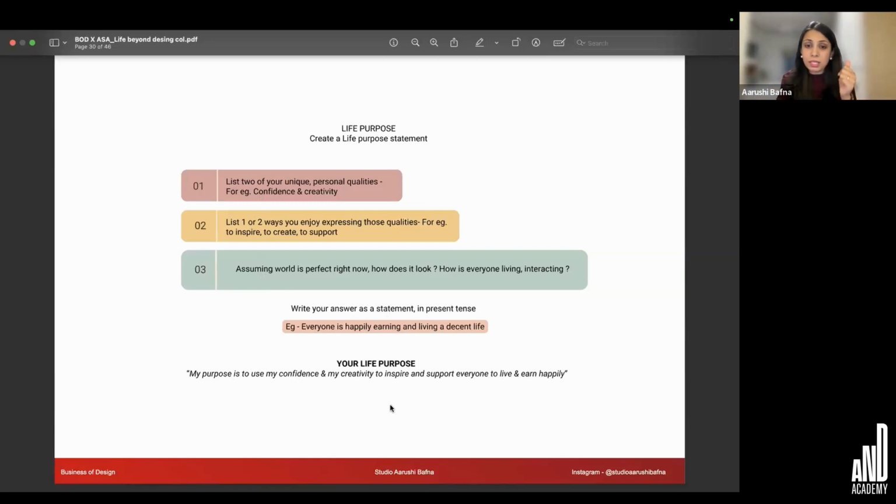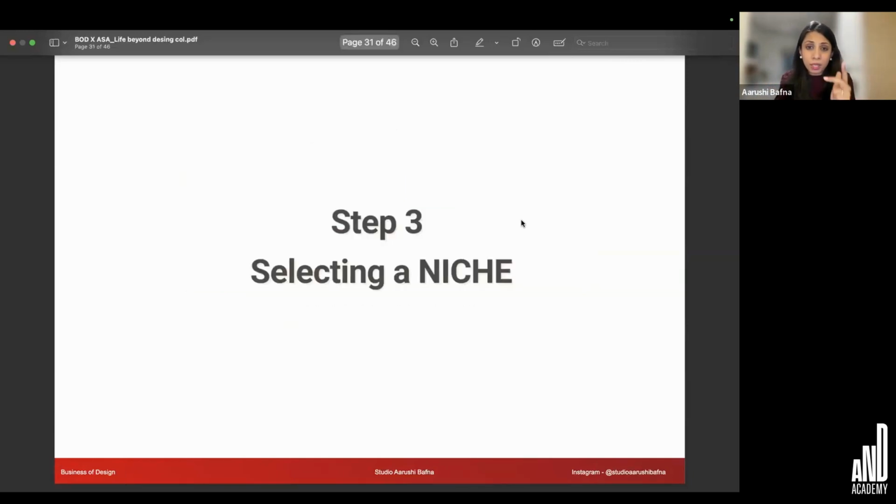Okay, so this is step two. Step one was making a mind map. Step two is doing a life purpose exercise. Step three is selecting a niche.